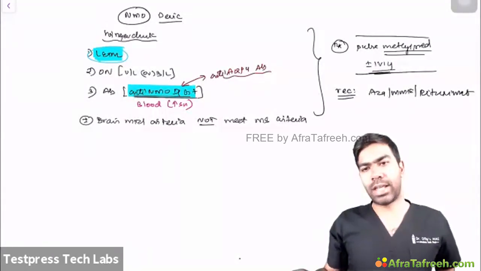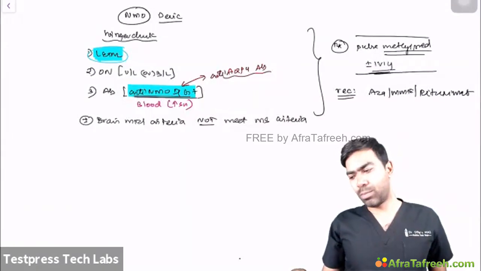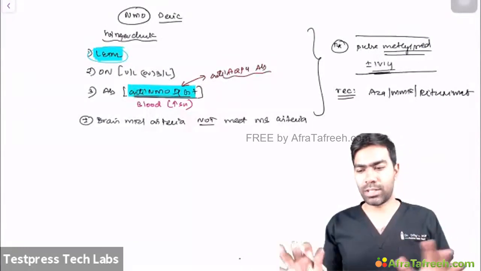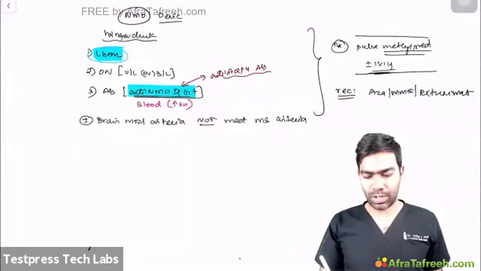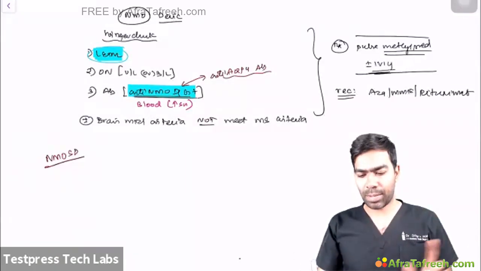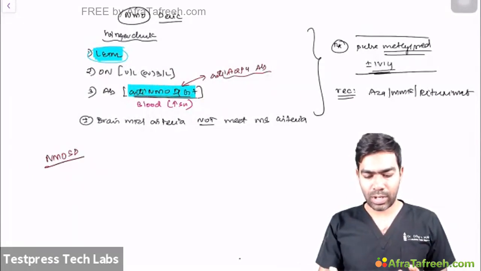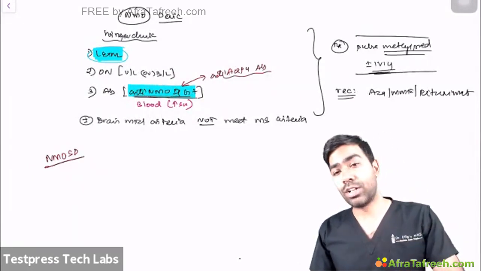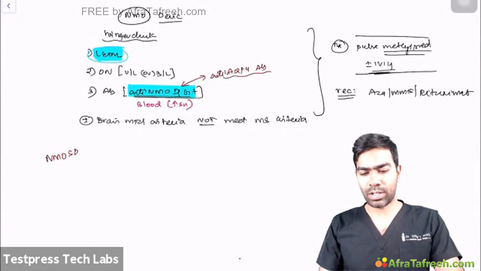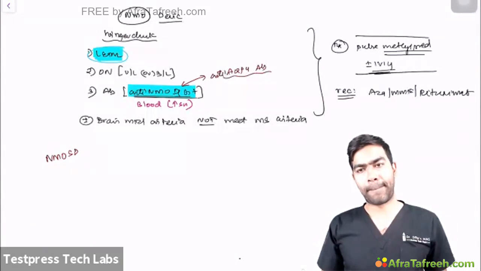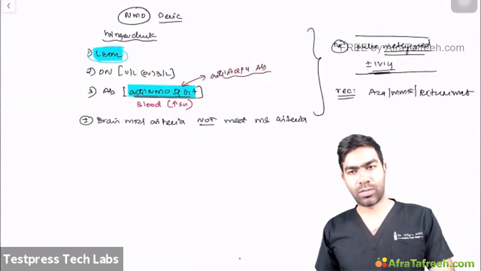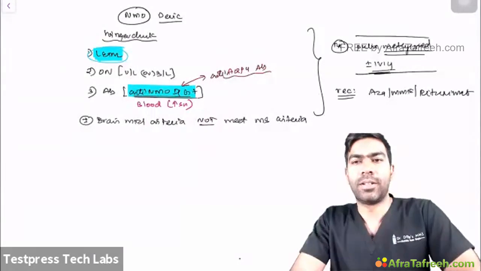Can anyone tell me if there is another antibody that can produce an NMO-like picture? NMO is very difficult to understand, even though this much is enough for exams. But there is a whole spectrum of disorders called NMO spectrum disorders, NMO-SD. I'm not talking about NMO IgG. Leave that. There is one antibody seen in connective tissue disorders that can give rise to an NMO-like picture, called NMO spectrum disorder. What is that antibody? At least you can guess, no?